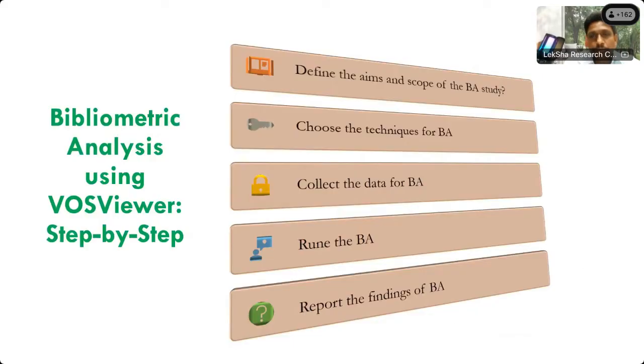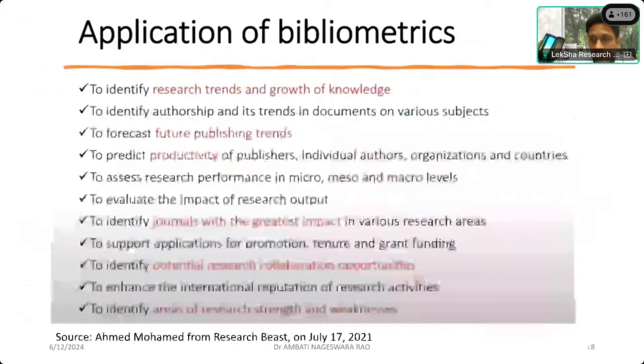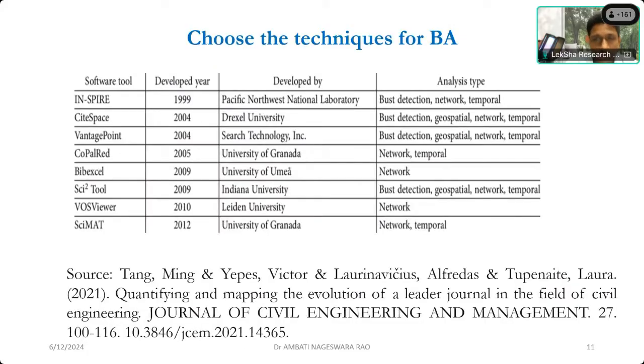Next step, choose the techniques of bibliometric analysis. We have so many techniques available. As the second step, we have to choose certain techniques for conducting bibliometric analysis. As part of this workshop, I'm going to use only VOSViewer today, and tomorrow we are going to use Biblioshiny. But there are so many other software tools.